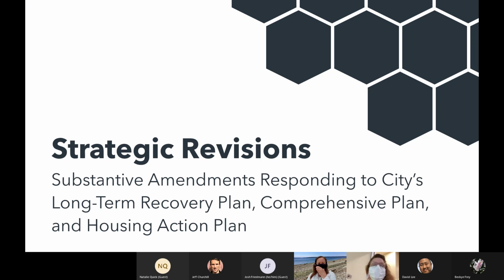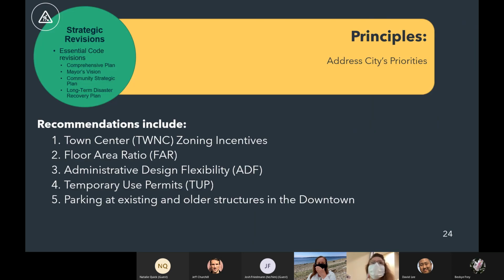Next up is strategic revisions. Most of these revisions are in alignment with city priorities that have come forward, or as Kim mentioned, with the community strategic plan and comprehensive plan updates. They are items that are particularly priorities in the work plan at this time, and therefore relevant for code update during this phase of the rewrite. First being Redmond Town Center zoning incentives, floor area ratio, administrative design flexibility, temporary use permits, and parking at existing and older structures in the downtown.